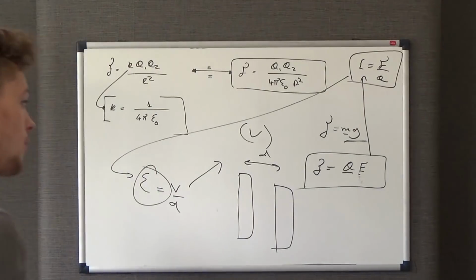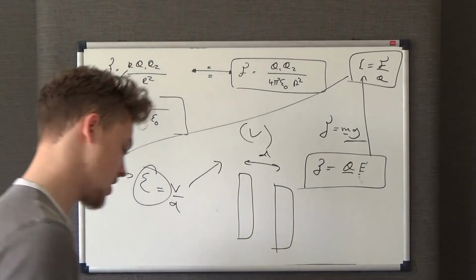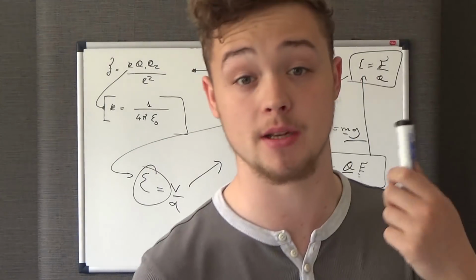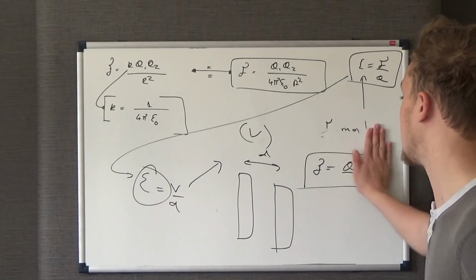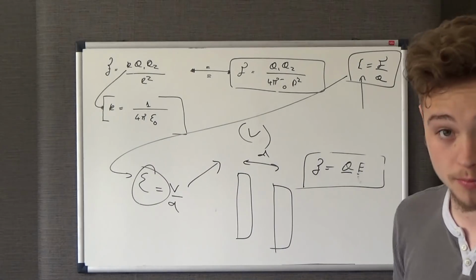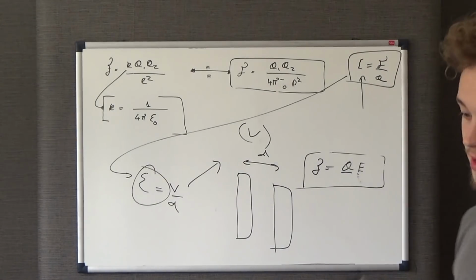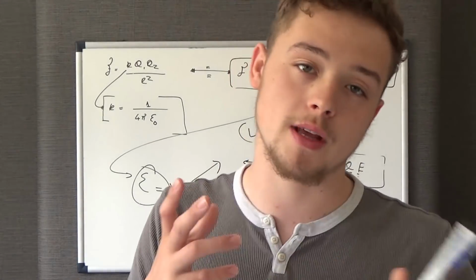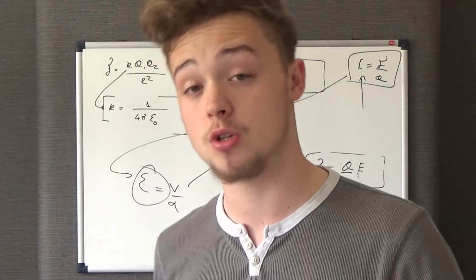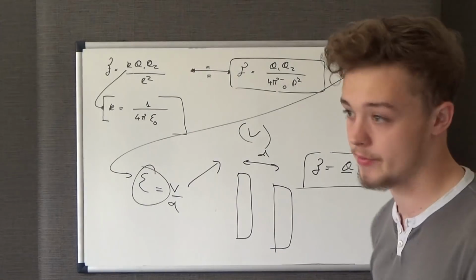So E equals F over Q, where Q is the charge, E is the electric field strength, and F is the force. And then obviously just be aware of Coulomb's law. If it asks you for the definition of Coulomb's law, you basically answer it in the way you would answer a Newton's law of gravitation question.